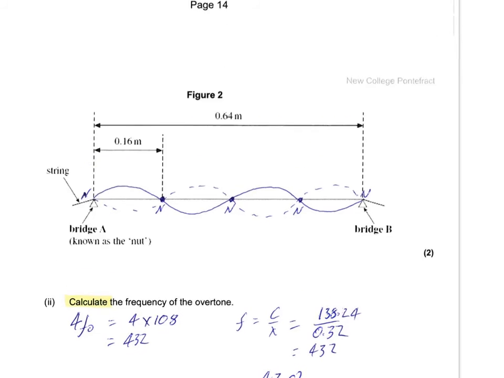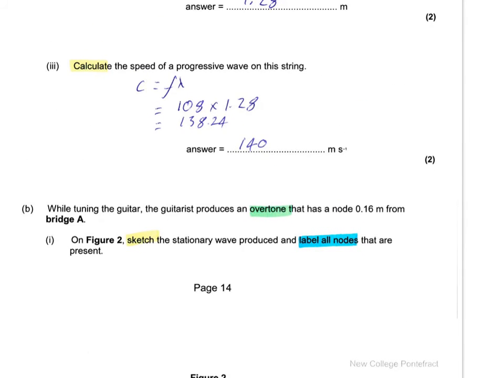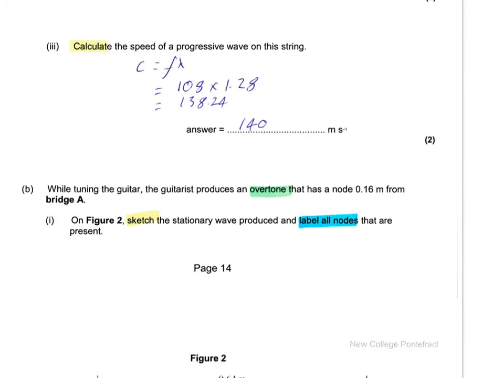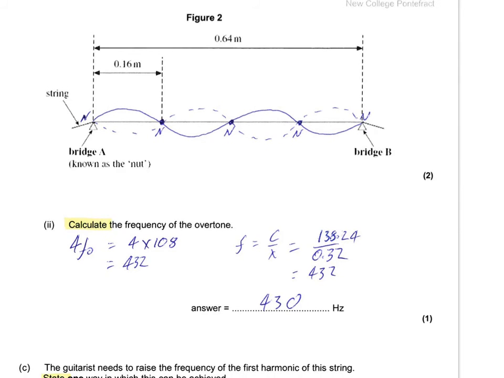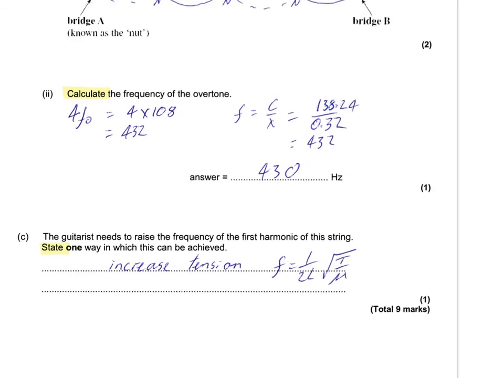which I worked out back here. It must be the same speed, same mass per unit length, same tension. And I've got a new wavelength. My new wavelength is half the length of the string, 0.32 meters. So I could use the speed and the wavelength and get to the same value. Either way, I'm going to get to 430 Hertz.